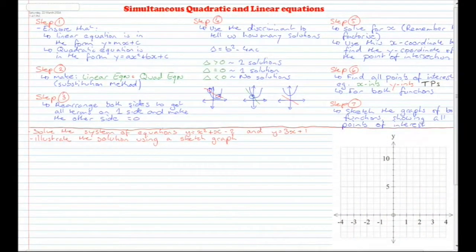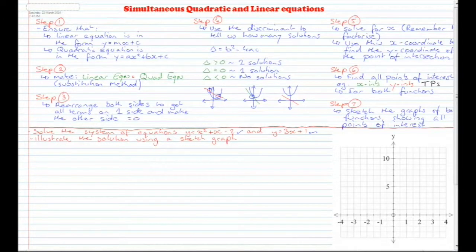Alright, so as you can see, this worked example says solve the system of equations with y equals x squared plus x minus 2 and y equals 3x plus 1 and illustrate the solution using a sketch graph. The very first step says ensure that the linear equation is in the form y equals mx plus c and the quadratic equation is in the form y equals ax squared plus bx plus c. Let's have a look at the quadratic equation first. We've got y equals something x squared plus something x minus 2, so yes that is. And the linear equation, we've got y equals 3x plus 1, so that's y equals mx plus c, that also is. Great, so step 1's done.